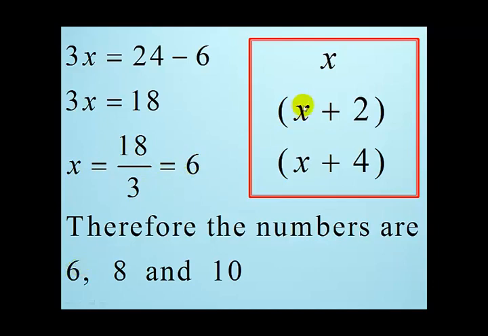Now, the second even number is x plus 2. Because x is now 6, that means we have 6 plus 2, and 6 plus 2 equals 8. That is why the second even number is 8. The third even number is x plus 4. And because x is equal to 6, we have 6 plus 4, and 6 plus 4 is equal to 10. And so the third even number is 10. Therefore, the 3 consecutive even numbers are 6, 8, and 10.